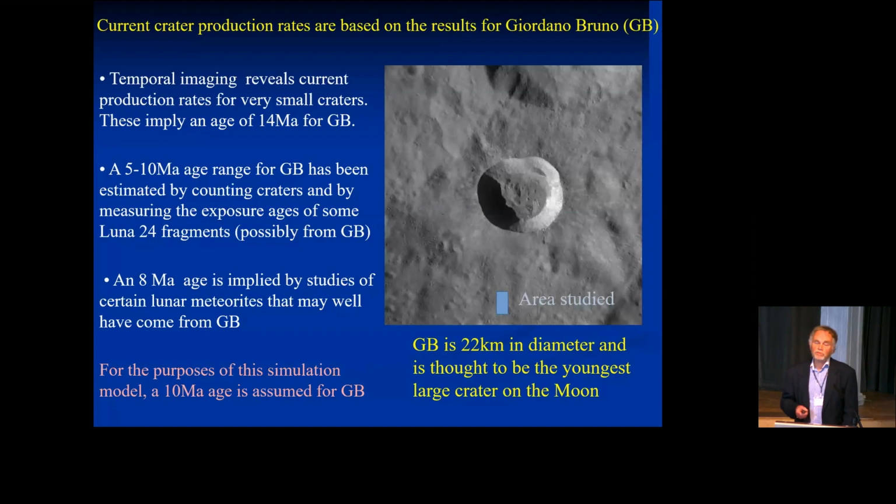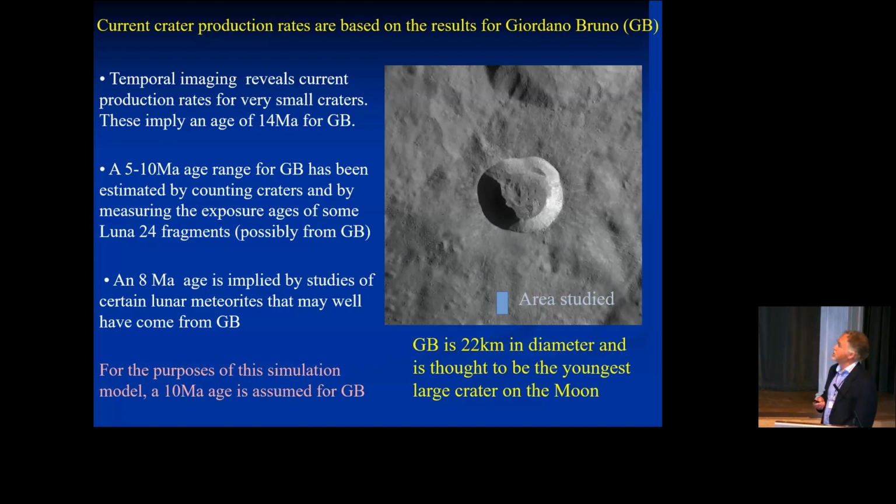The crater production rates that I'm using for this simulation are based on the densities of craters at Giordano Bruno. I'm going to call it GB. The temporal imaging results give current production rates, and if you apply these rates to GB, you end up with an age for GB of about 14 million years.